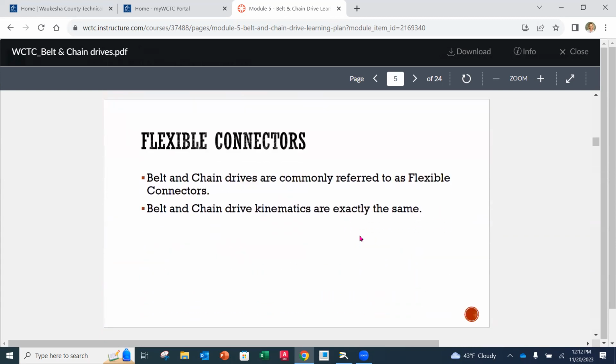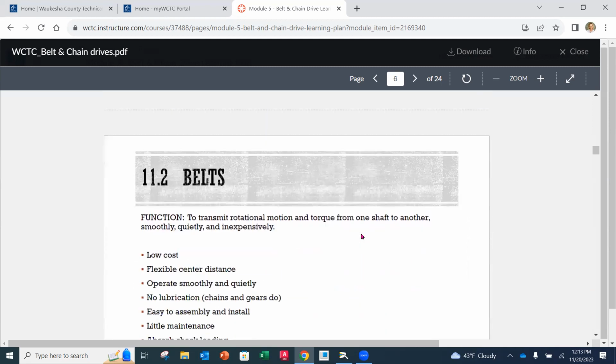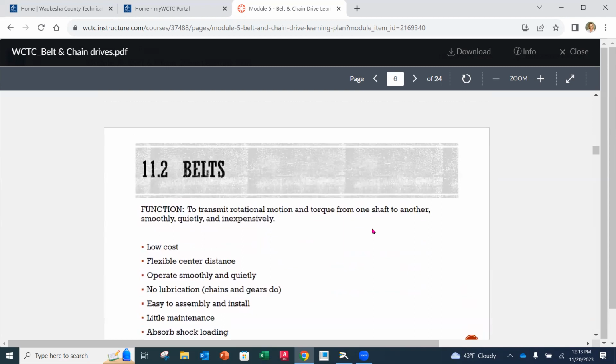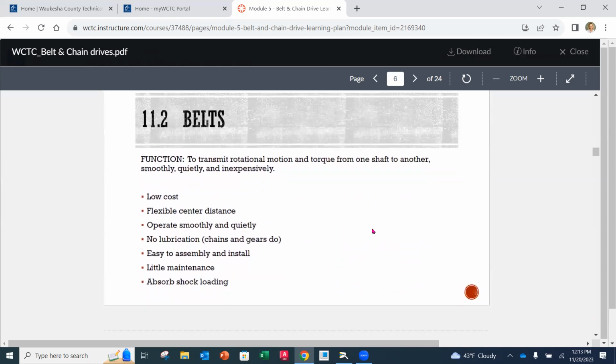Now, belts and chain drives are a lot of times referred to as flexible connectors, and belt and chain drive kinematics are going to be exactly the same. So that's what's nice about clustering these together, because we're going to see a lot of the same formulas come up. So again, we're going to focus first in the first part of this chapter on belts, and then we're going to be moving over to chains. We're on chapter 11 in our book.